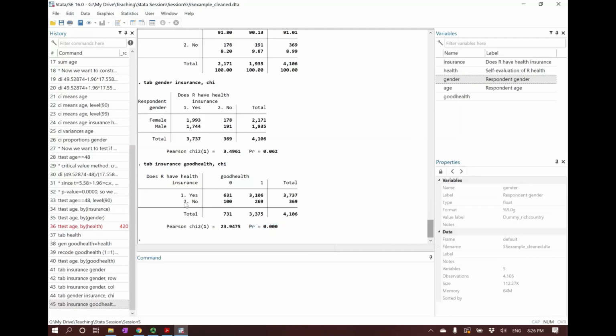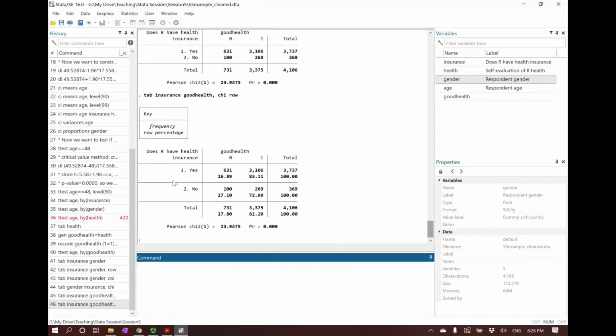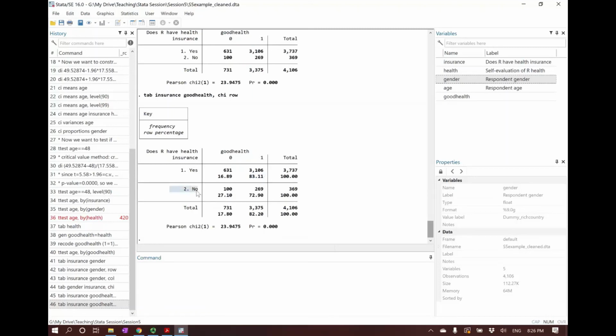So actually, you can still do the option, for example, row. So for those who purchased insurance, 80% of them self-evaluated to have good health. And for those who do not have insurance, only 72% indicated good health. So actually purchasing insurance or not does matter for those who indicated good or not good health. It's statistically significant at the 1%, 5%, and 10% significance levels.